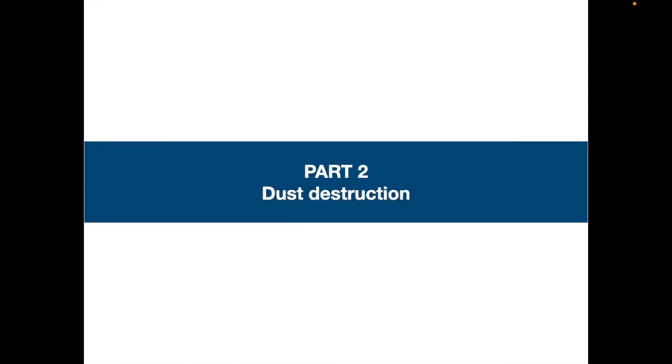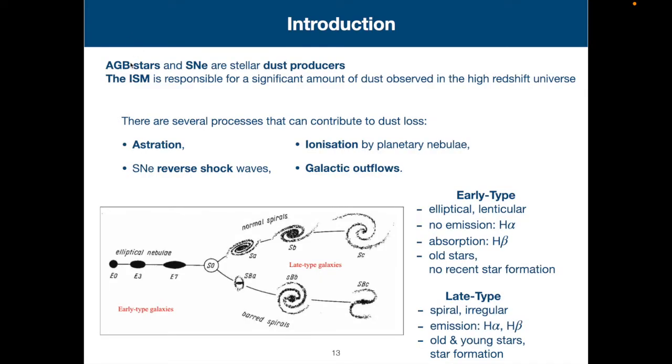And the second part of my talk, dust destruction. As you could see, AGB stars and supernovae are stellar sources. But in the context of a high redshift universe, we can say that the interstellar medium and the grain growth in the interstellar medium is responsible for a significant amount of dust. The mechanism of dust removal in the universe has not been completely understood yet.